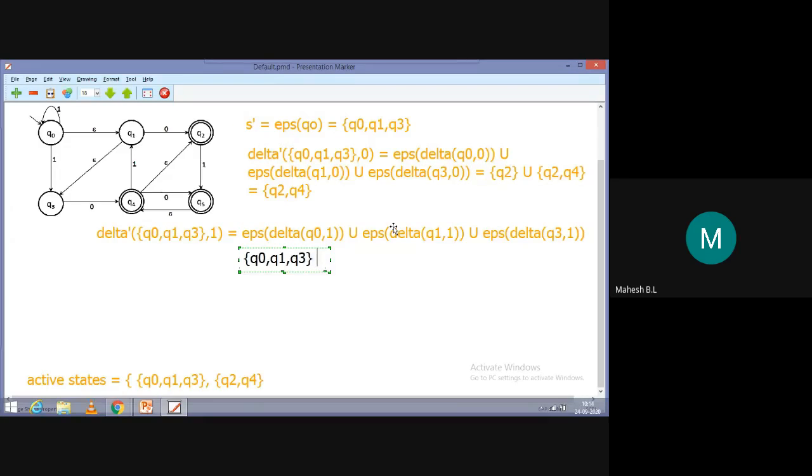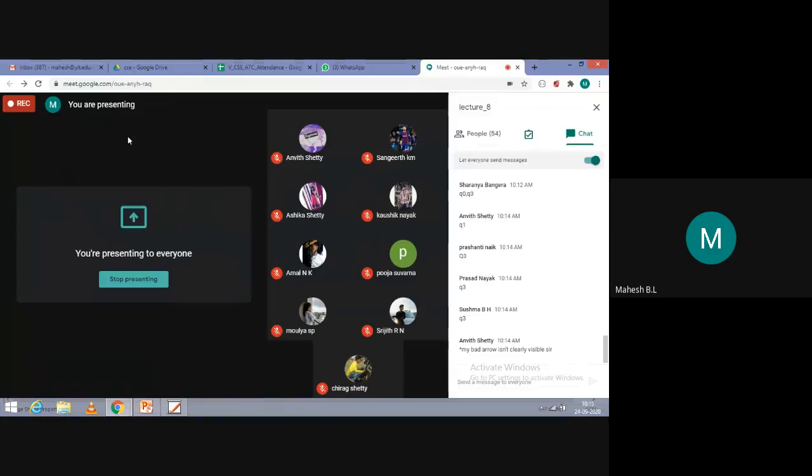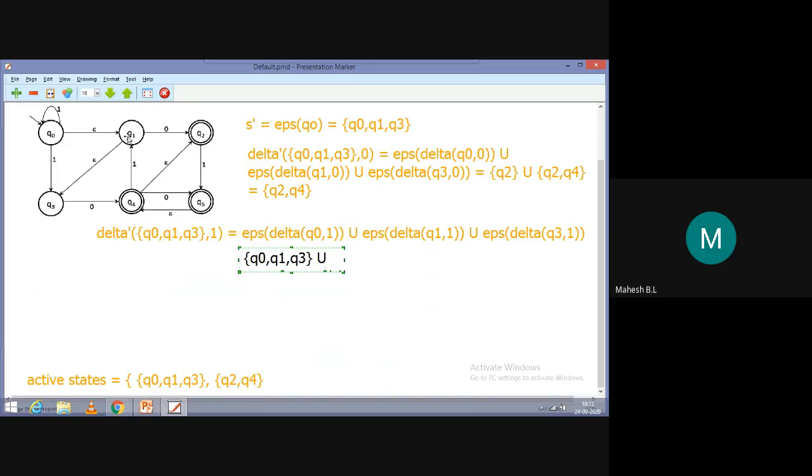Then union delta of q1 comma 1. Any transition defined on q1 comma 1? There is no transition for q1 on 1. That's why you need not consider this. This gets eliminated.